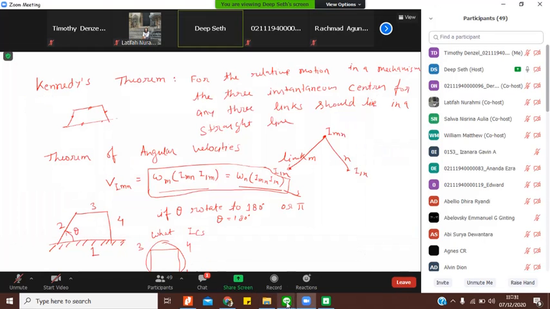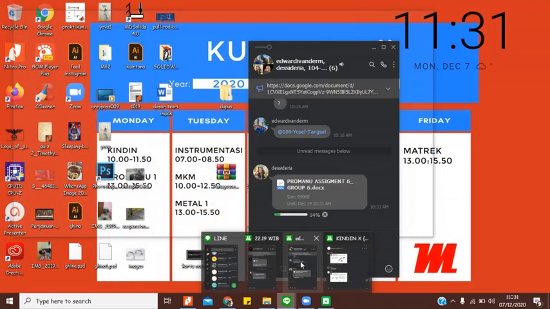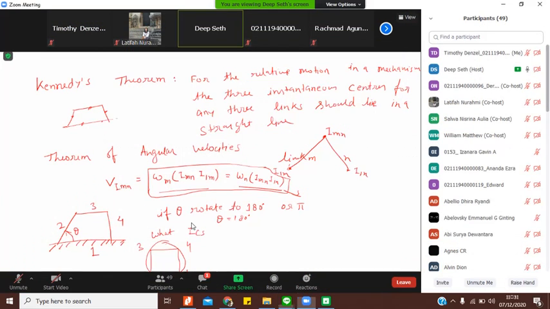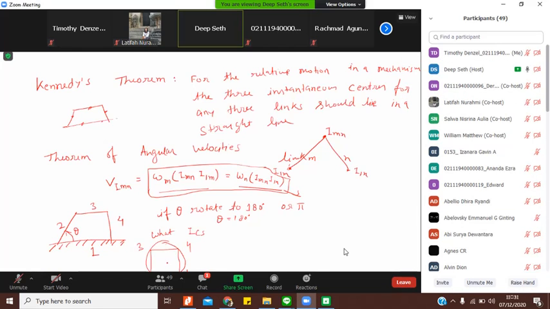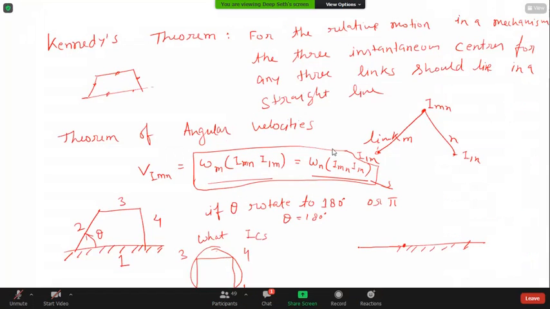Okay, so links 1, 2, 3, 4 are all in connection. This connection we already know. Now if theta rotates by 180 degrees, how will the mechanism look? It will look something like this. This is the point about which your theta is rotating. It is rotated by 180 degrees, it reaches over here.